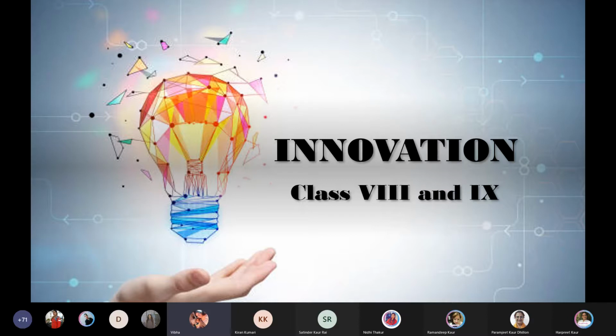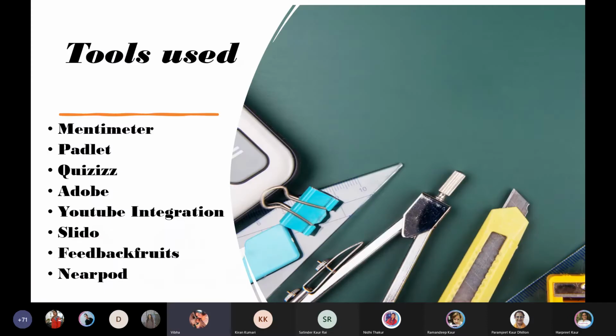today I'm here with my team to discuss the innovation that has been done in class 8th and 9th. And yes, so many tools we have used while assessing our students, during assessment, during revision, during classes. And I will discuss all the tools one by one. So let's have a look at all the tools.